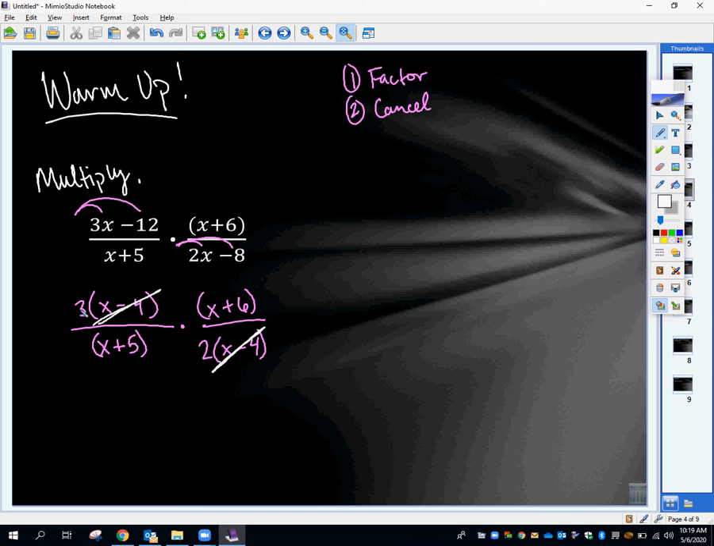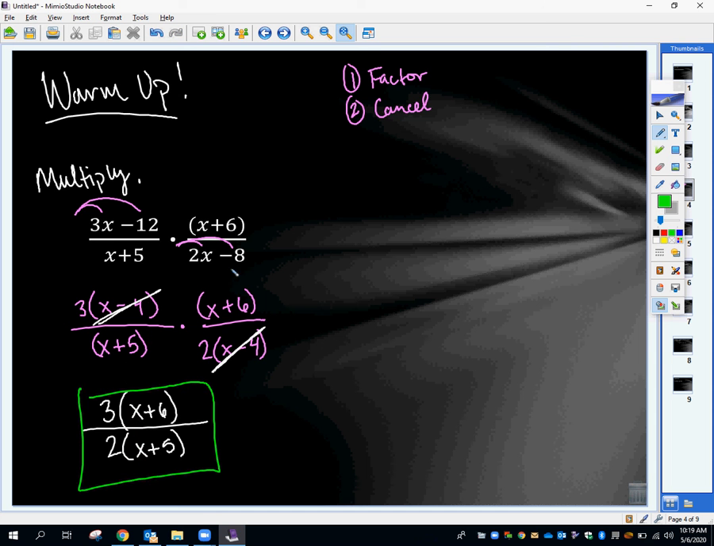Can I simplify the 3 over 2? Do they have anything in common? And no, they don't. So up top, I just have a 3 and an x plus 6. And then let's make this all one fraction, right? Because it's multiplication. And then down below, I have a 2 and an x plus 5. Again, we cannot just cancel out our x's. That's one entity. So we box in our answer after we're done canceling. And we're done.